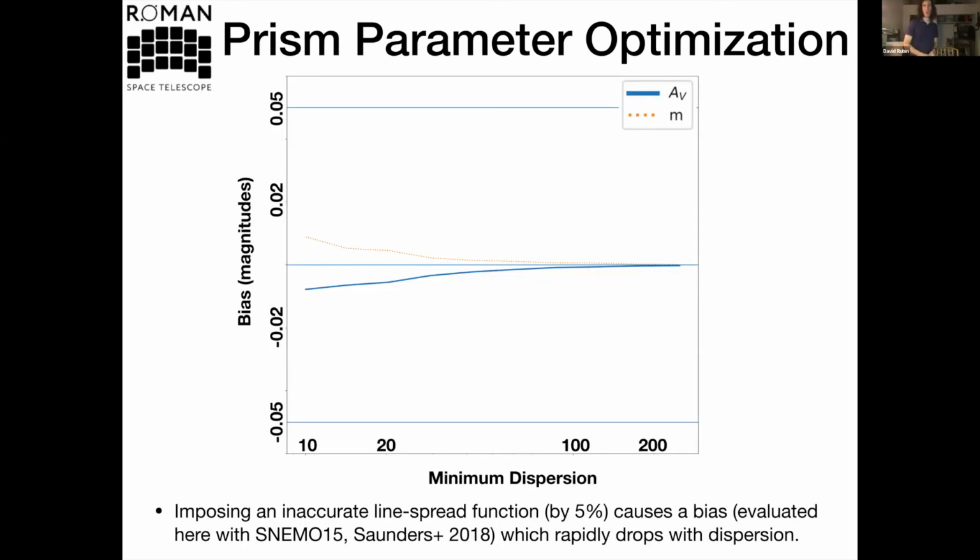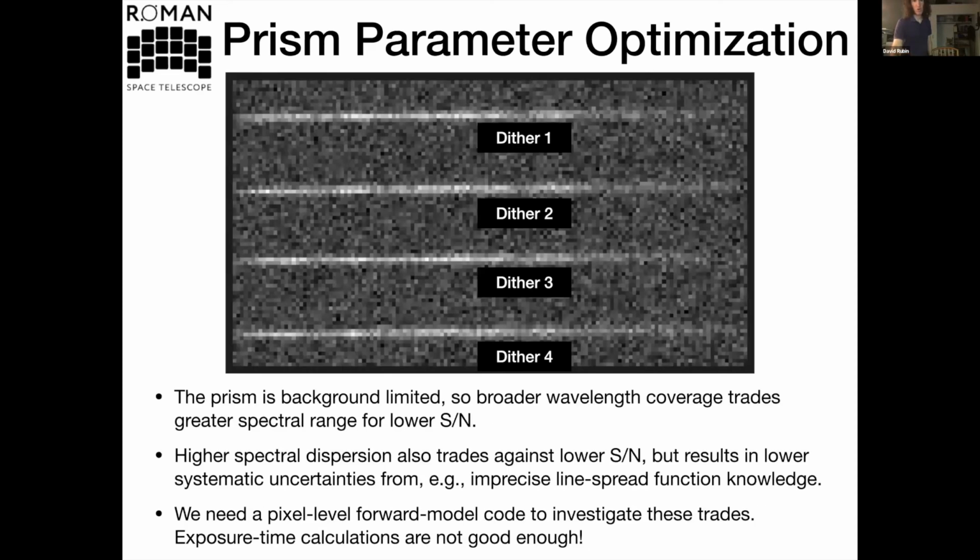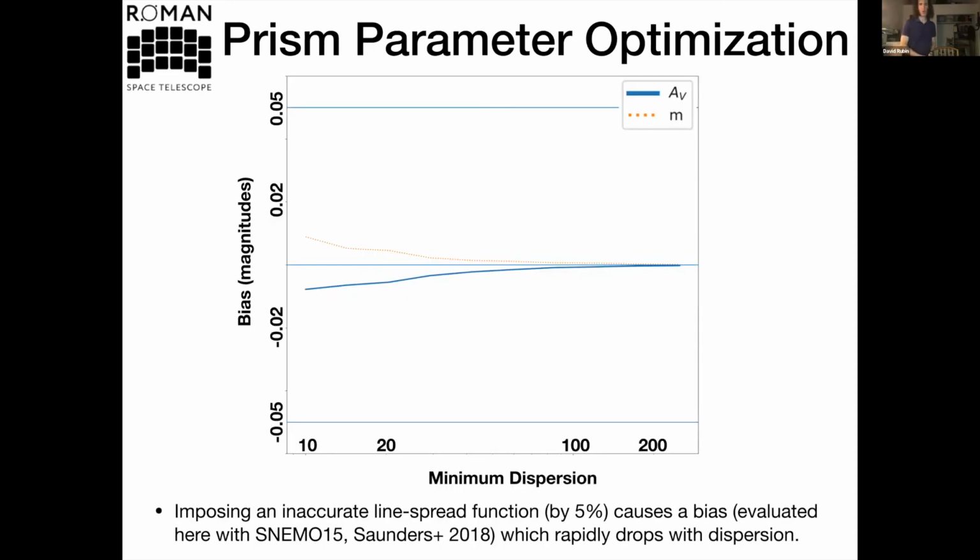So if we do a full forward model simulation of a supernova, with no spatially varying host galaxy light, then we can put in an inaccurate line spread function and get our biases. So this is what set the dispersion of the prism roughly.